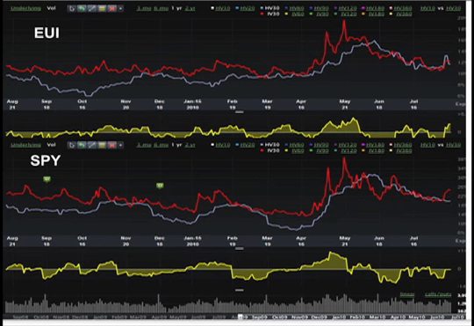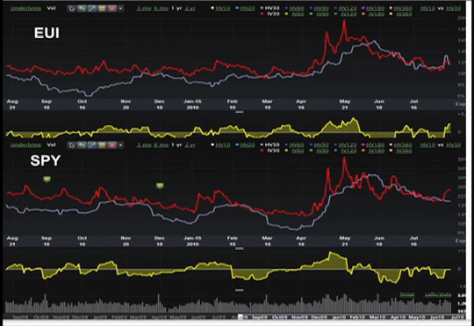Okay, so next thing I want to do is look at the structure of volatility in EUI versus SPY and notice a couple of things about that, and hopefully it will guide us into selecting certain types of strategies. But we have to be careful not to make some premature decisions.